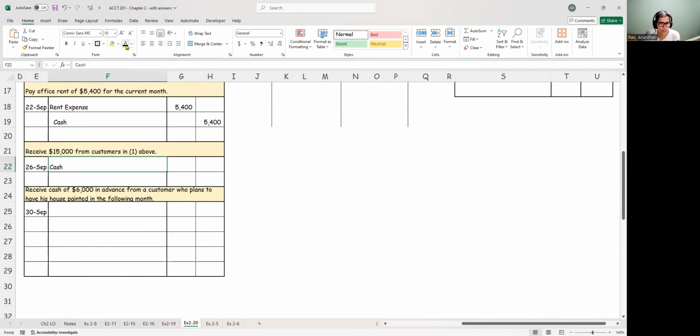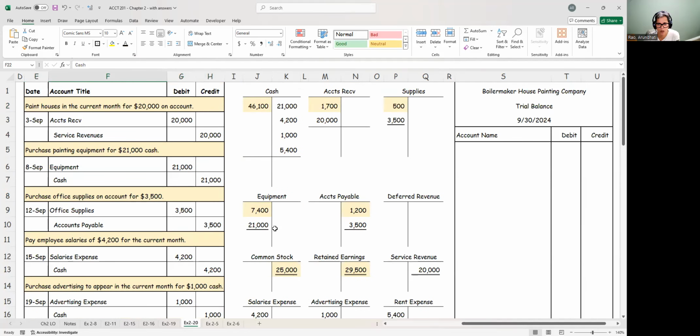So I received cash today. So cash is debit 15,000. I'm getting this money because they owed me the money. It's not revenues again. I'm receiving it from a customer, but it's because they owe me the money. So cash debit, accounts receivable credit, $15,000. Let's go up over here. Cash debit, 15,000, and accounts receivable credit, 15,000.